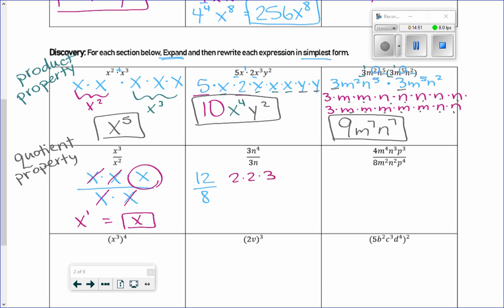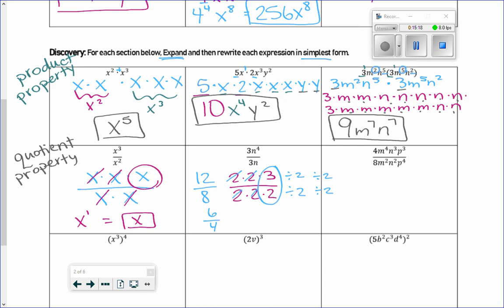Because 2 times 2 is 4 times 3. And 8 is 2 times 2 times 2. How simplifying fractions really works is we divide by a factor that they share. So we can simplify by 2. That cancels out one set of those 2s, leaving me, if I simplify this by 2, with 6/4. But I could also simplify by another 2, leaving me with that 3/2.